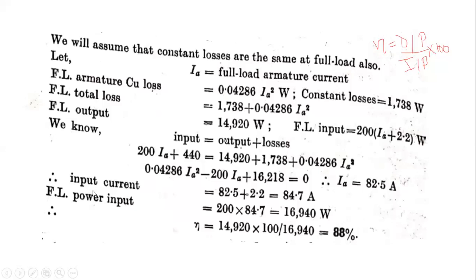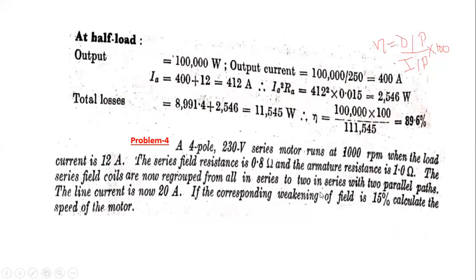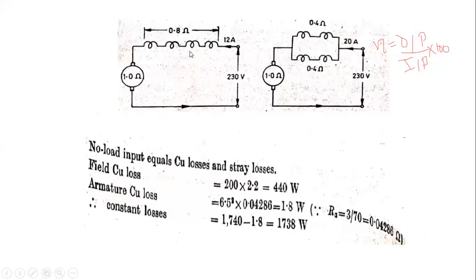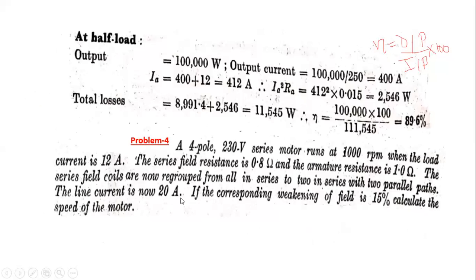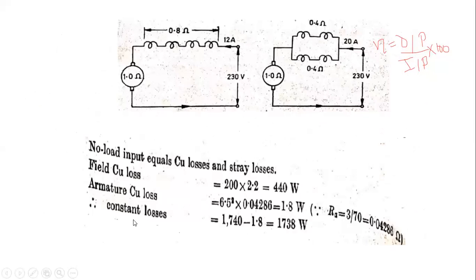In the question the armature resistance is not given, so we calculate the armature resistance, that is Ra. Then we calculate the constant losses, 1740.